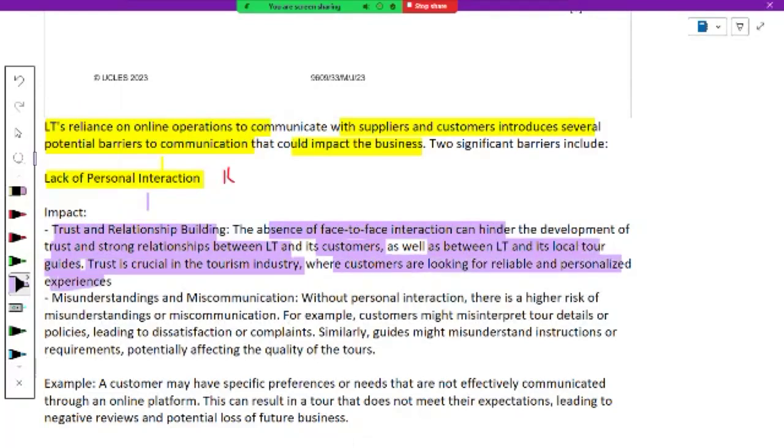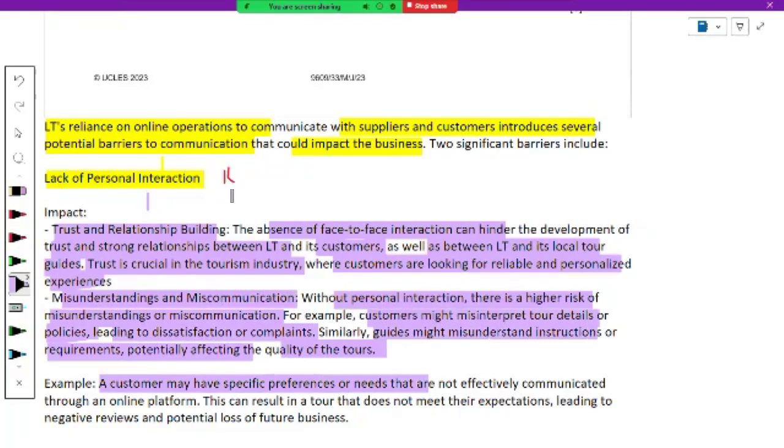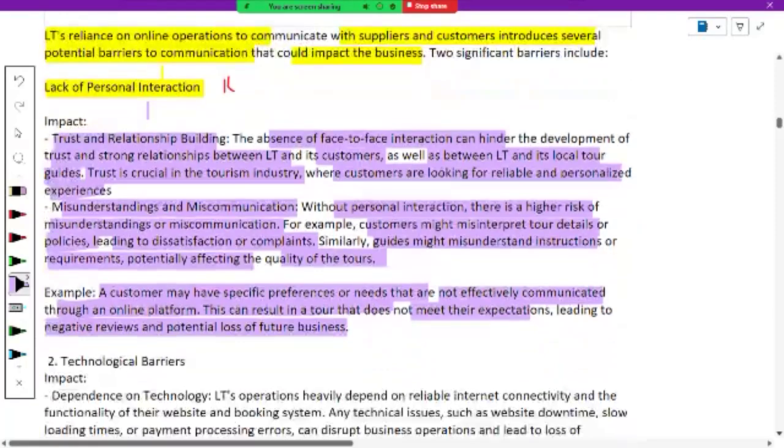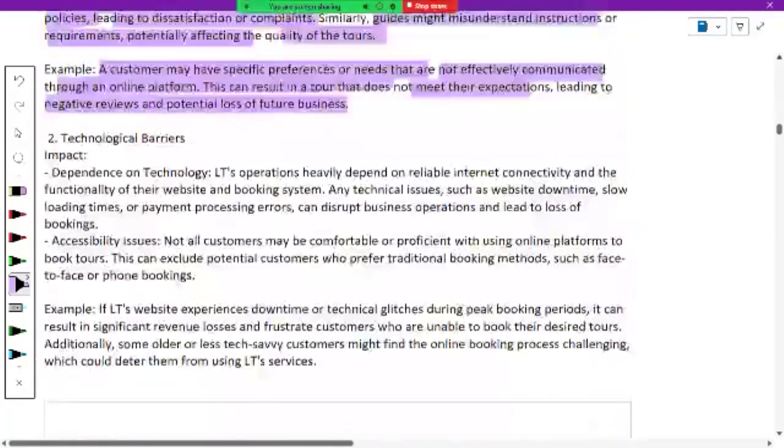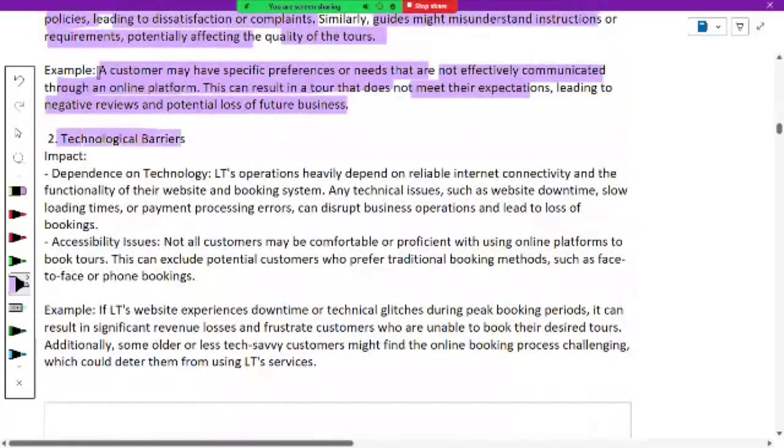And number two would be misunderstandings and miscommunication. Without personal interaction, there's a higher risk of misunderstandings or miscommunication. For example, customers might misinterpret tour details or policies, leading to dissatisfaction or complaints. Similarly, guides might misunderstand instructions or requirements, potentially affecting the quality of the tours. For example, a customer may have specific preferences or needs that are not effectively communicated through an online platform. This can result in a tour that does not meet their expectations, leading to negative reviews and potential loss of future business. So here you can see that I am applying my answer plus analyzing my answer.